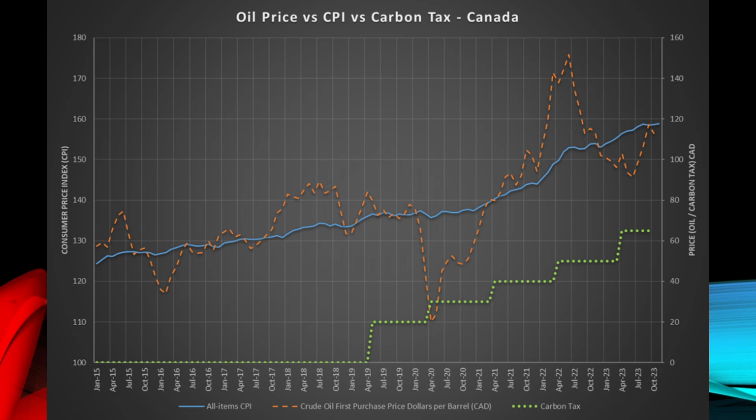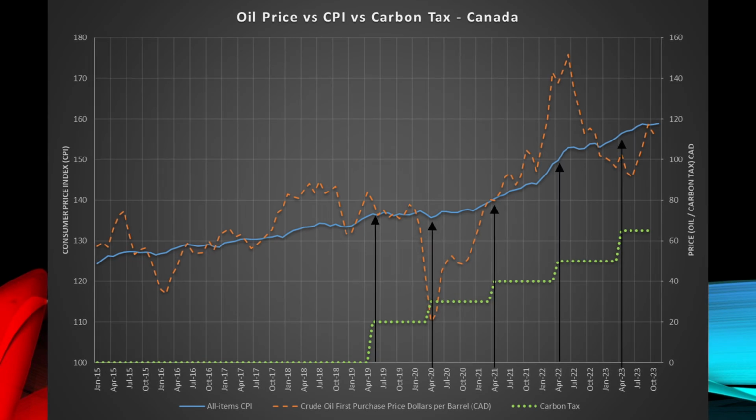If you expected a dramatic effect on consumer prices, you would see a large jump when the new carbon tax gets implemented. But as you can see here, we don't really see a direct relationship with that. And we do see some relationship with the cost of oil, but obviously there's a number of other factors that are going to be involved in the CPI estimate.